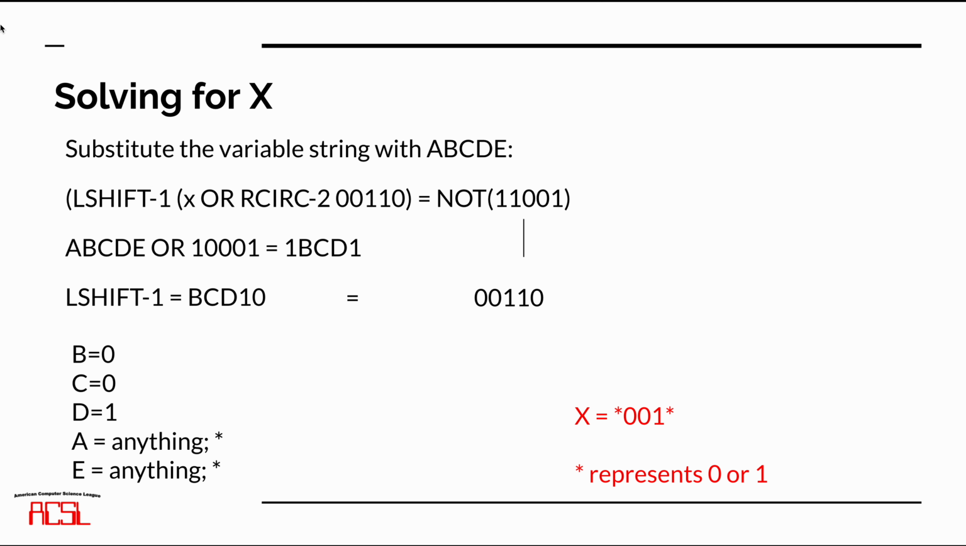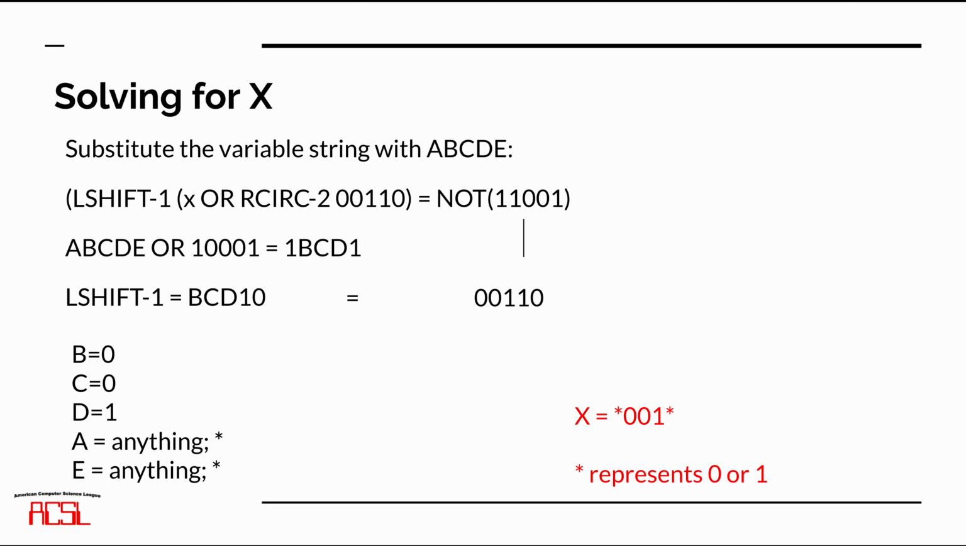Now it says right here we're performing a left shift. So that 1 gets truncated, a 0 gets placed there. So we have B, C, D, 1, 0. And it's equal to the NOT of that string right there. Let me just perform that NOT operation, 11001. The NOT of that is 00110. So now we're saying that those two strings are equal to each other, which means that B is equal to 0, C has to be equal to 0, and D is equal to 1.